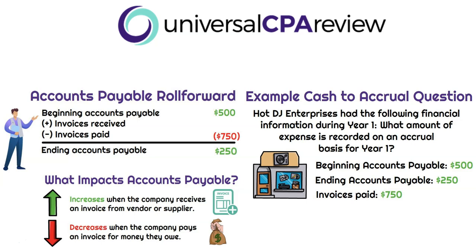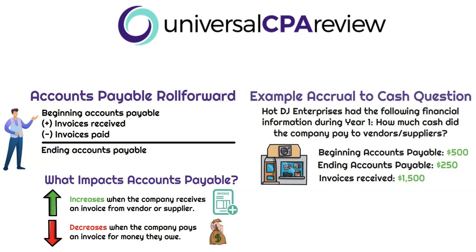So if we need to solve for invoices received, the easiest way to do this is take the 250 ending accounts payable. And since invoices paid is a negative 750, we're just going to subtract negative 750, which takes us up to $1,000. And if we had beginning accounts payable of 500 and we had to get to 1,000, then we know that invoices received was $500. So that's going to be the amount of expense recorded on an accrual basis in year 1 for this question.